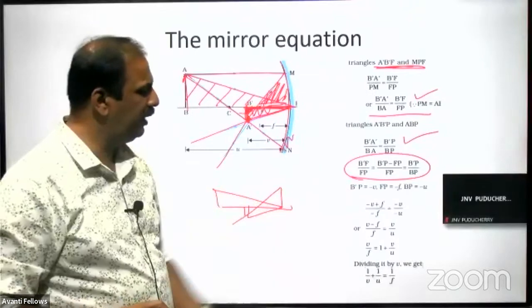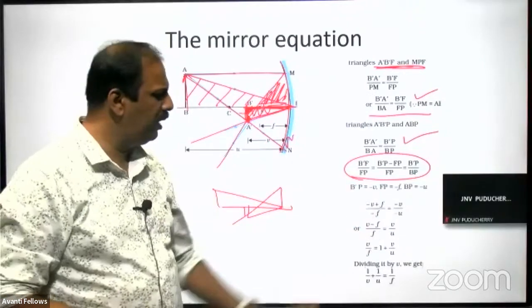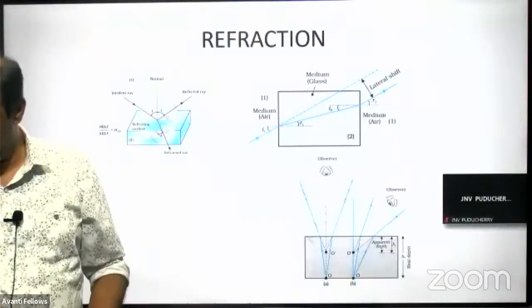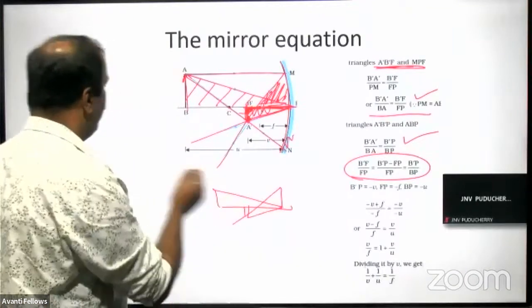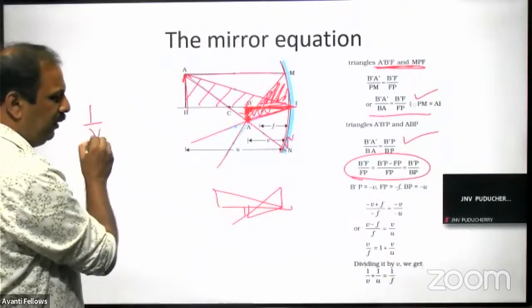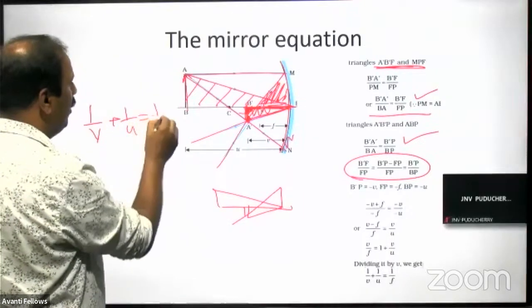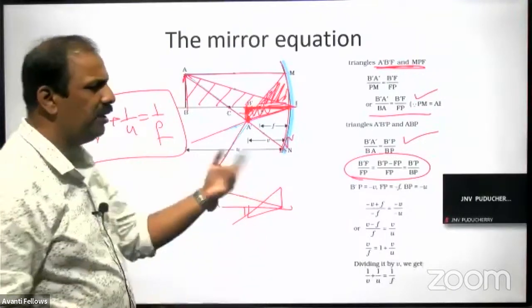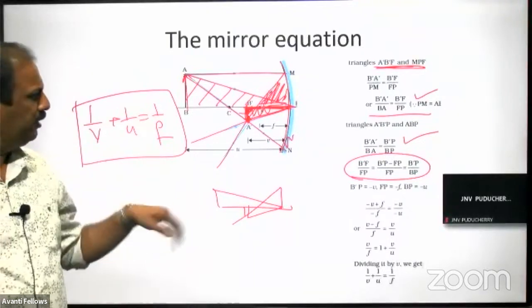I'm not going into the details of that one. After that, this U, V, all those things you have to substitute so that you will get our equation. The details we are not going into. Finally you will get the mirror equation, 1 by V plus 1 by U is equal to 1 by F. This is called the mirror equation. Derivation we are not stressing on because of the time constraint.